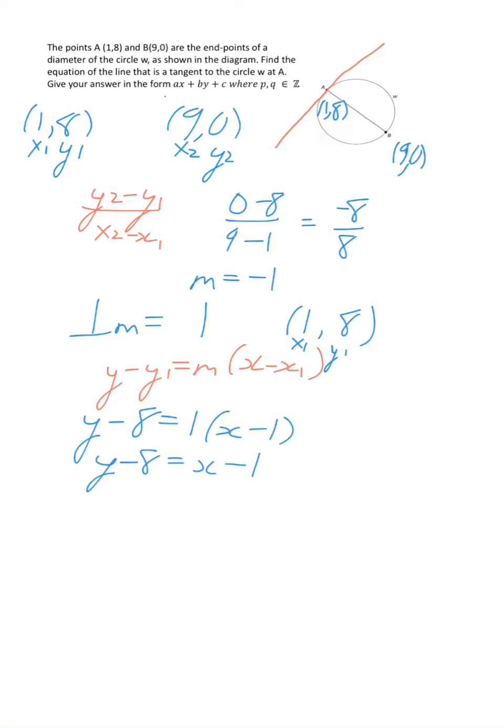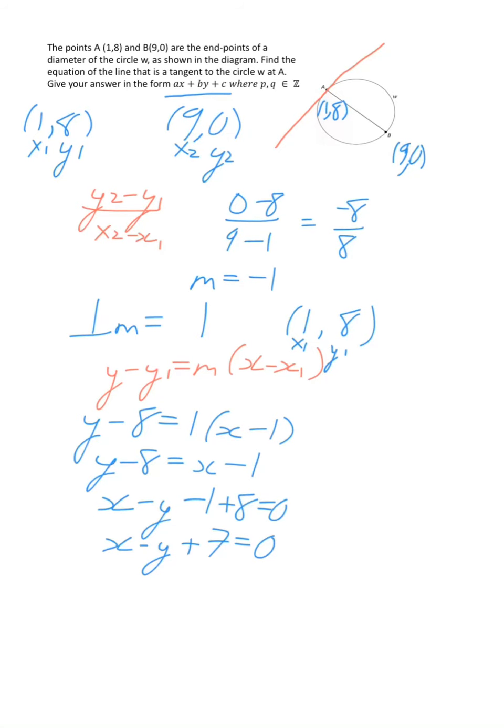Now we're told our answer has to be in the form ax plus by plus c. So that means our x has to be positive. So then I'm going to bring everything over to the right hand side. So I'm going to have x minus y minus 1 plus 8 equal to 0. So then I have x minus y plus 7 equal to 0. And that's the equation of my tangent.